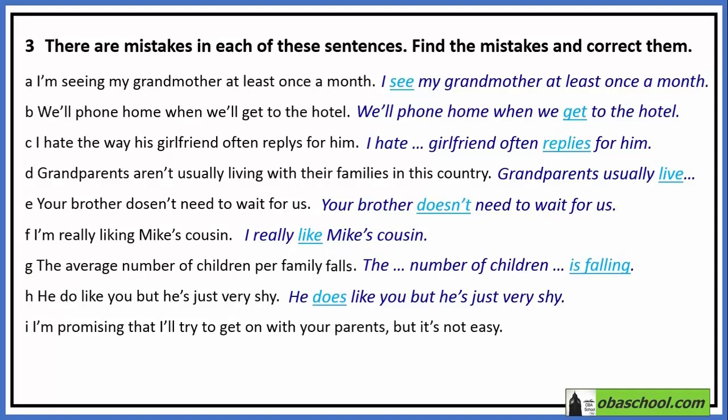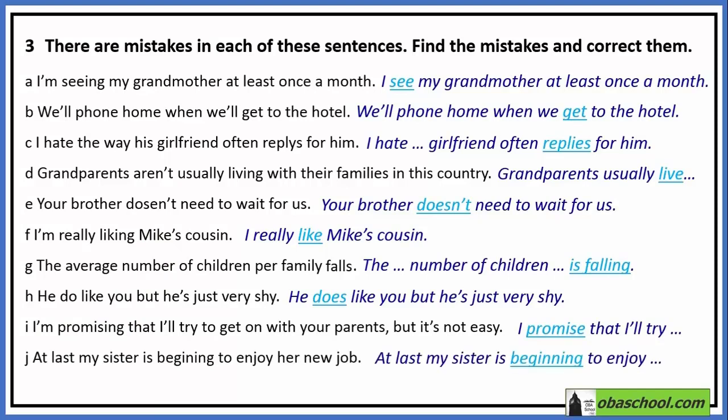I. I'm promising that I'll try to get on with your parents, but it's not easy. The mistake here is I'm promising. As we know, the verb promise is a state verb. It shouldn't be in the progressive form, it should be in the simple form. So the correct sentence will be, I promise that I'll try.